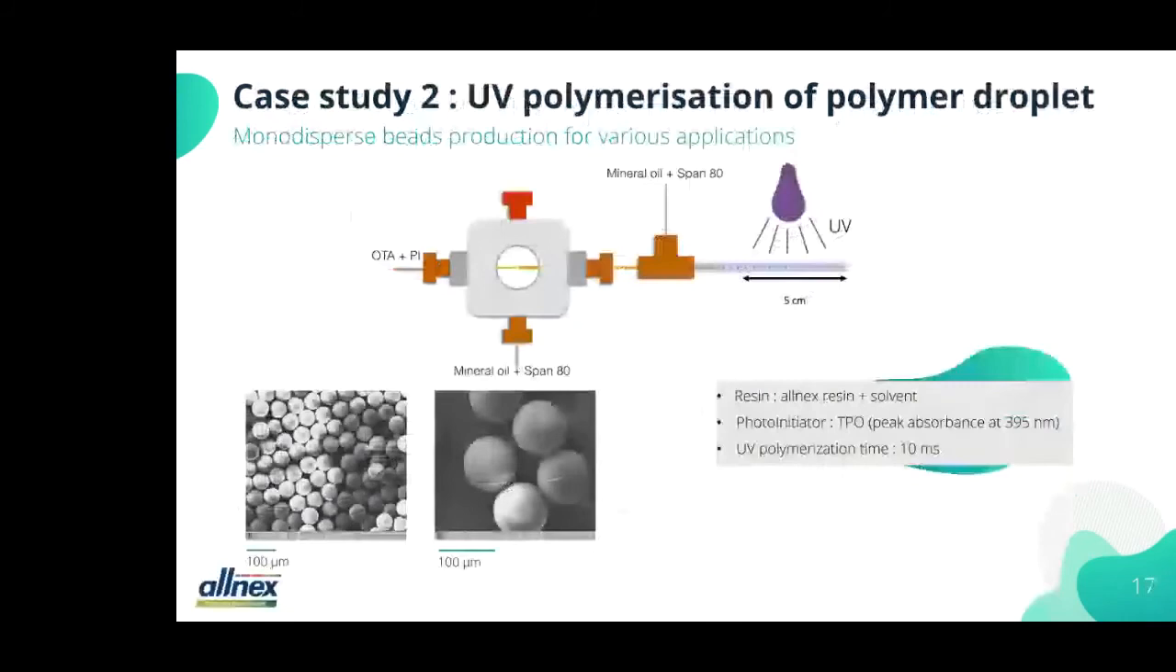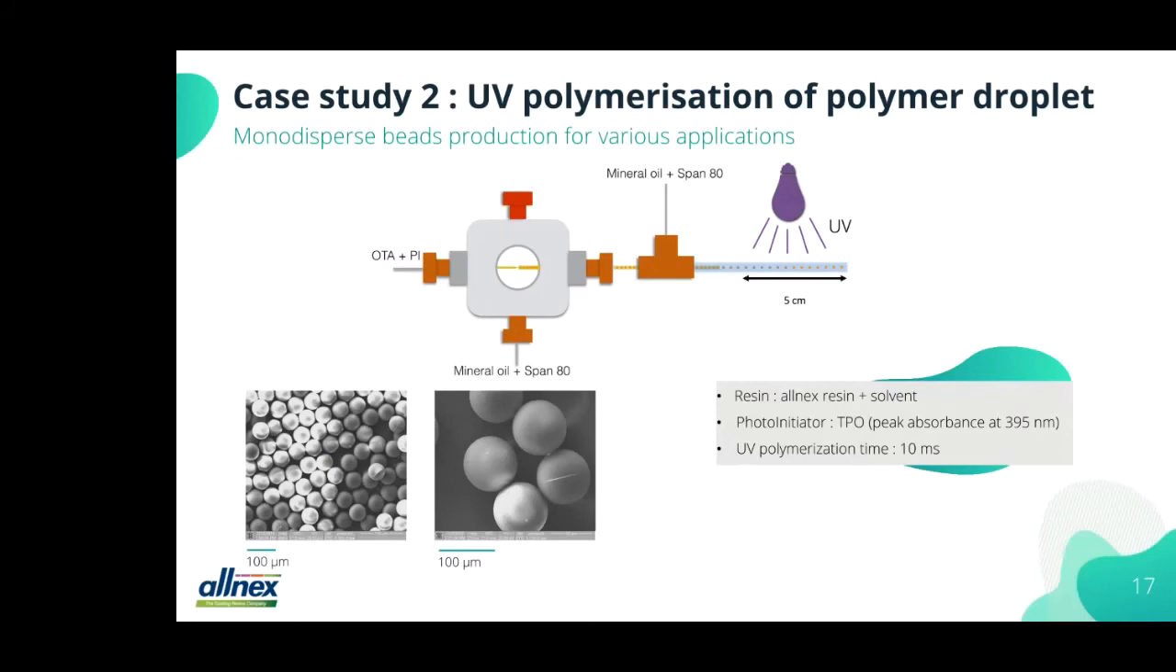In case study two, we produce polymer beads from a commercial curable UV resin. This resin was injected as the droplet phase in a Raydrop filled with oil. To be able to increase the production without suffering from high pressure drop, we need to collect the droplets in a tube larger than the extraction capillary, as you can see on the scheme.